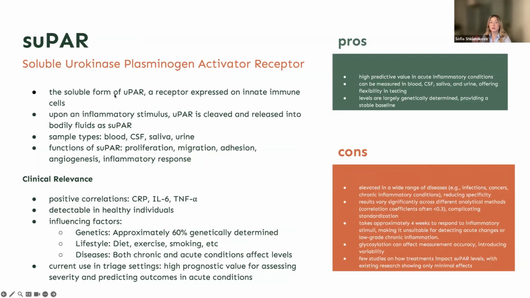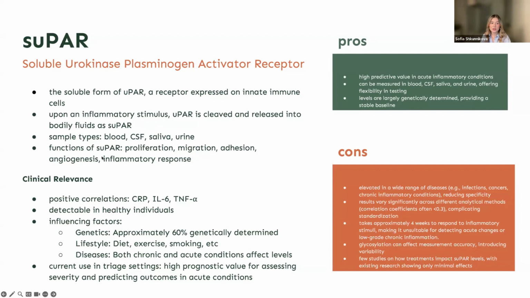It is a receptor which is expressed on our innate immune cells. So what happens is that upon an inflammatory stimulus, uPAR will be cleaved from the cell and released into our blood as suPAR, which we can measure. It can be measured in blood primarily, but also in CSF, in saliva, and urine. And what its functions are: proliferation, migration, adhesion of our cells, but also angiogenesis and the general inflammatory response. It has a very big role in it.